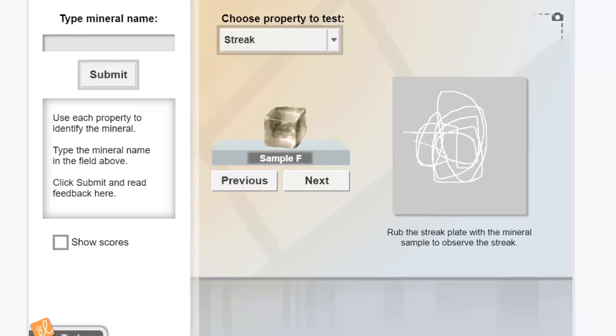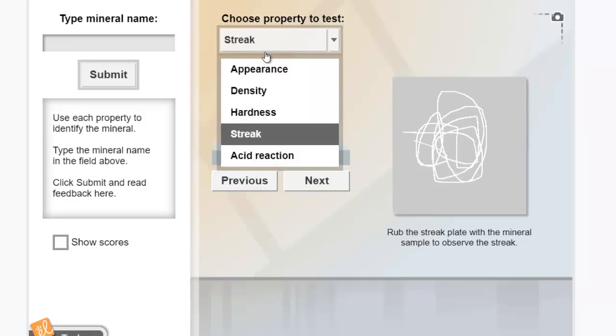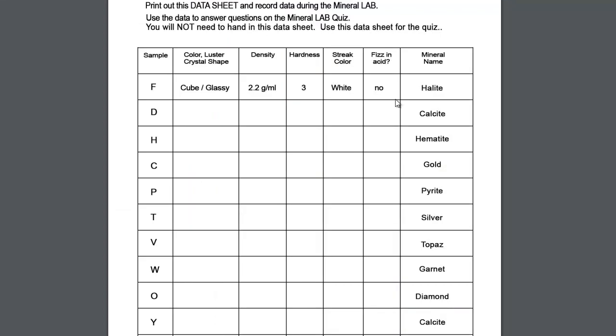On the lab data sheet, you put white for the streak color, and for the acid reaction, grab the dropper, put some acid on there, and you notice it did not fizz. It just evaporated. So the fizz was no. Now these properties, cube, glassy, whitish, 2.2 density, 3 hardness, the actual streak color is white, did not fizz, that is the identification for halite, which is salt.